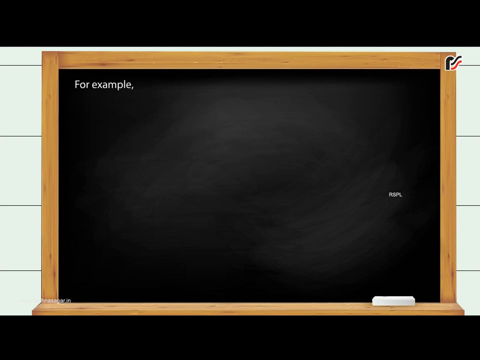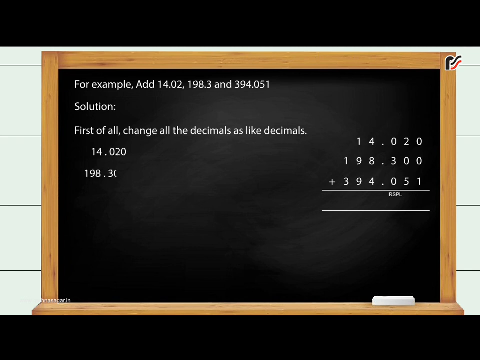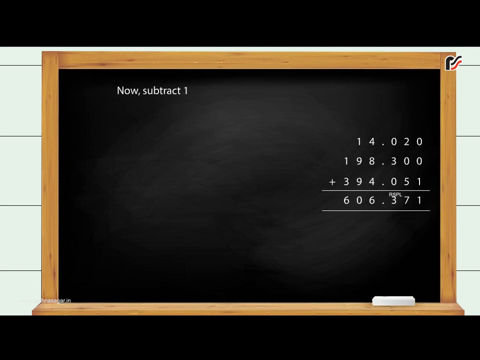For example, add 14.02, 198.3 and 394.051. Solution. First of all, change all the decimals as like decimals. 14.020, 198.300 plus 394.051 is equal to 606.371.